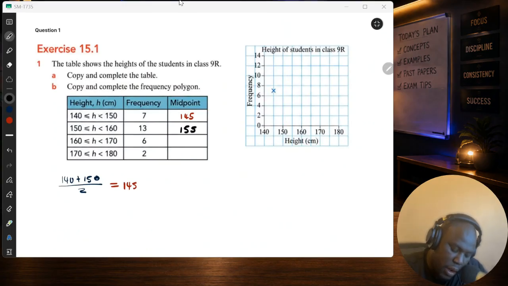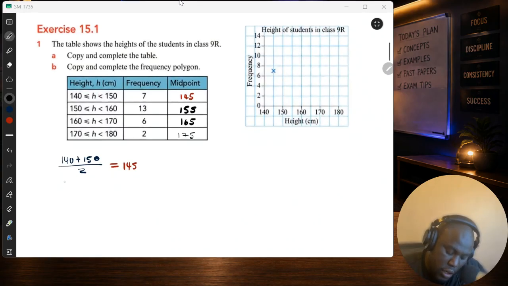In between 160 and 170 is 165. Between 170 and 180 is 175. Then 175 is between these. 165 is between these two. 155 is between these two. 145 is between these two. So that's how you do it.